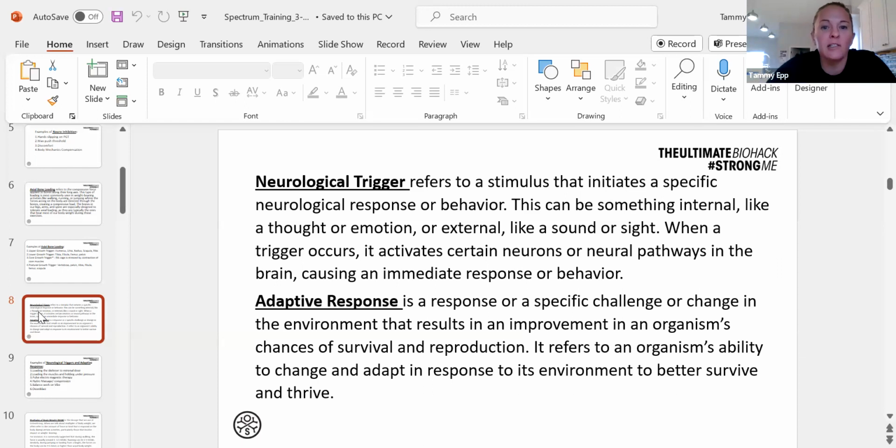So an adaptive response is a response to a specific challenge or change in the environment that results in an improvement in an organism's chances of survival and reproduction. It refers to an organism's ability to change and adapt in response to its environment to better survive and thrive. We're surrounded by it. And so it's very natural, supernatural.